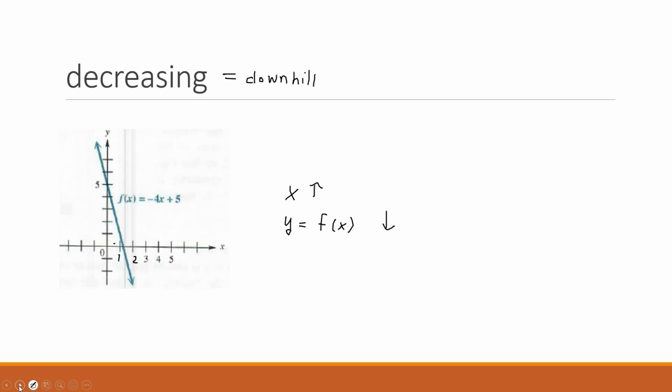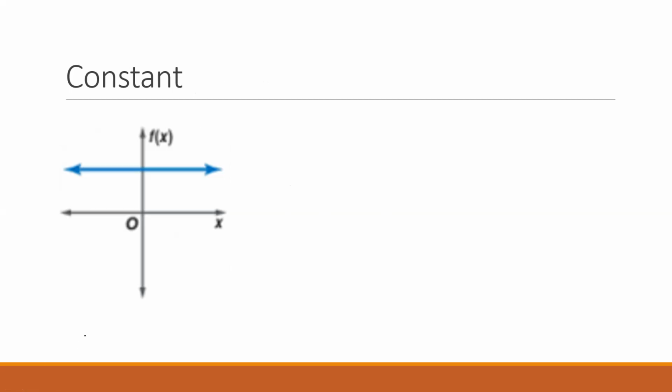Our third term is constant, and a graph that is constant is horizontal, and that means that it is not changing in value. So you can see as I move along the x-axis, 1, 2, 3, as my x value goes up in value, my y value, which can also be called my f of x value, is indeed constant. It's always the same. So I see that this line is horizontal, a constant function.